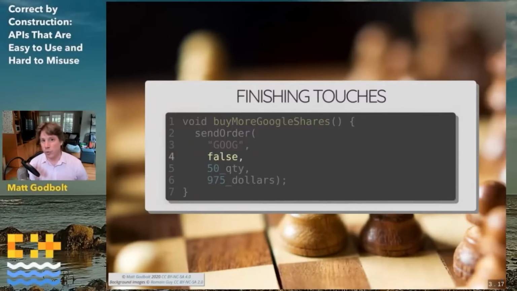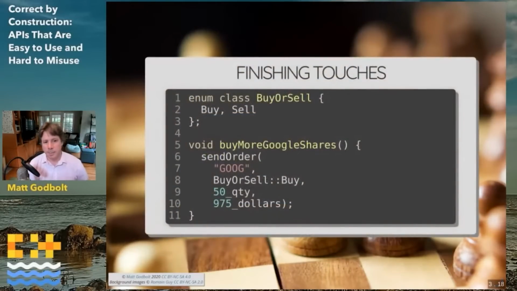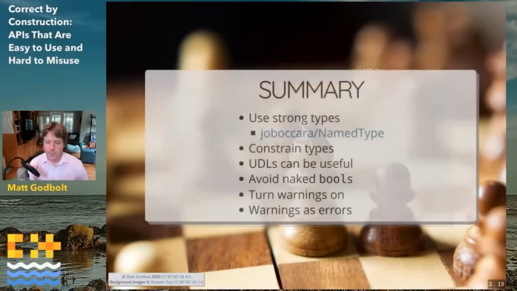Don't pass bools around unless it's absolutely unequivocal what that bool really means from just looking at the bool. Instead, do yourself a favor and make yourself an enum class. It's a strong type, so we will get a decent error message. We're just saying that it has two values, buy and sell. And now your code is just right by inspection. It's correct by construction. So in summary for this section, use strong types wherever you can, strong value types.